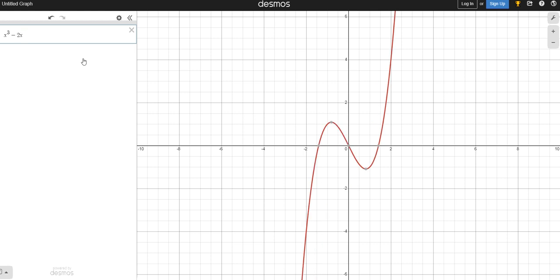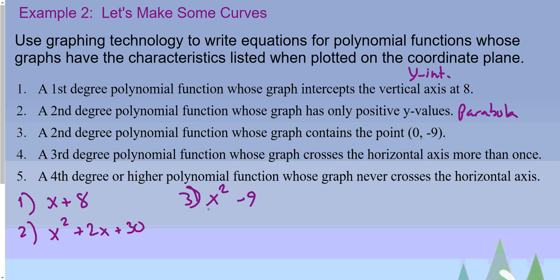Oh, let's just do minus 2x. Now, mind you, I had no idea what these graphs would look like. I just played around with this. So x to the third minus 2x. Okay, that's an example of one. Your results may vary. Again, you're just looking for something that crosses the x-axis more than once. So for number 4, x to the third minus 2x certainly worked here.